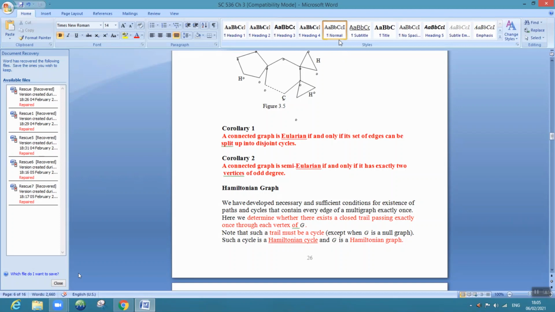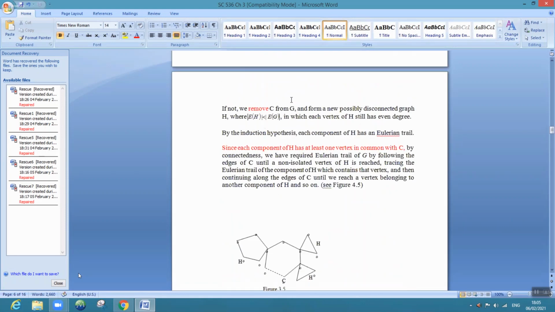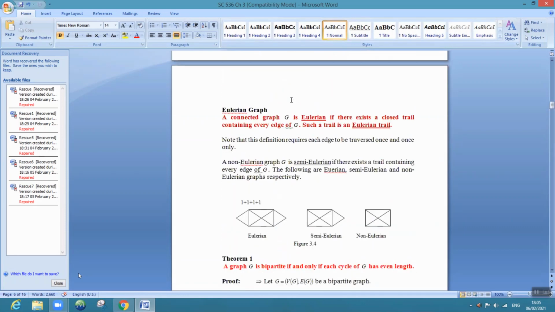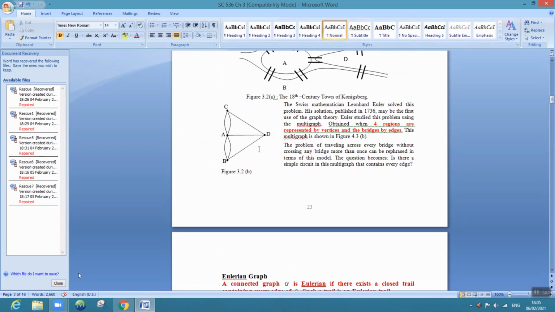We talked about even degree. But think about our Königsberg bridge problem. This is the graph. What are the degrees? 3, 5, 3, 3. In other words, we have more than 2 vertices of odd degree, all 4 of them. Therefore, this is a non-Eulerian graph.